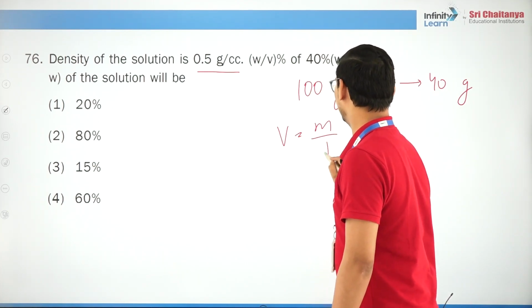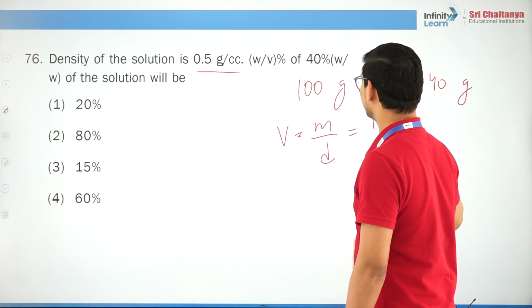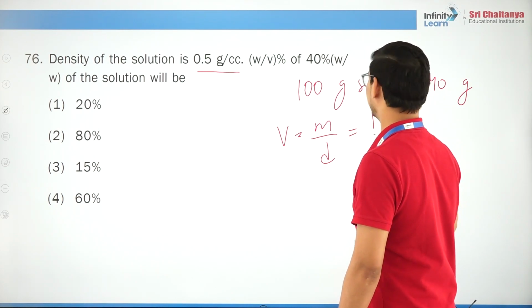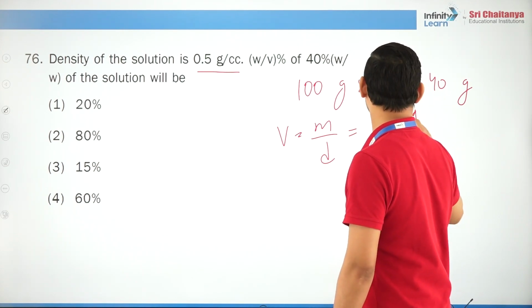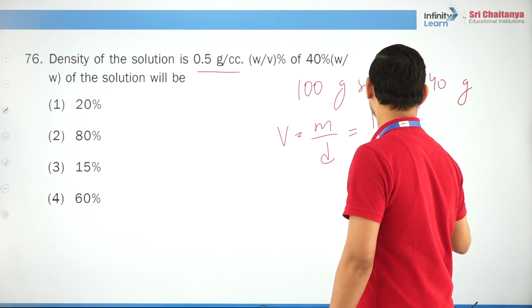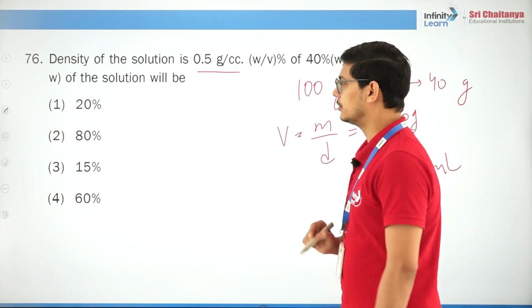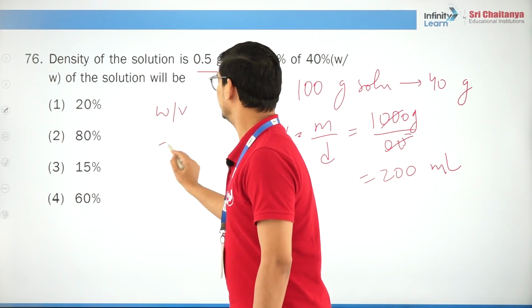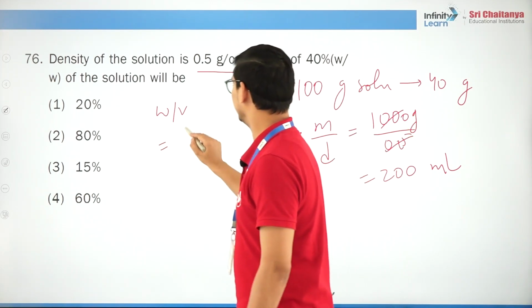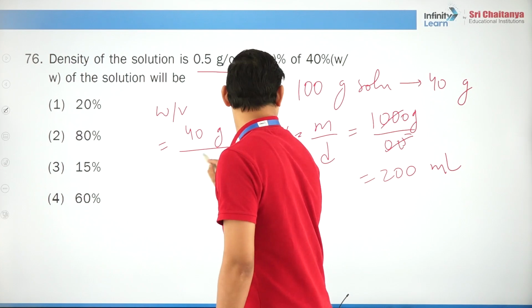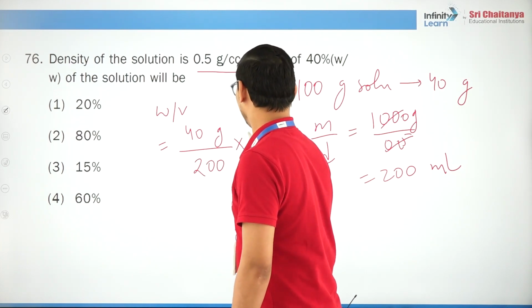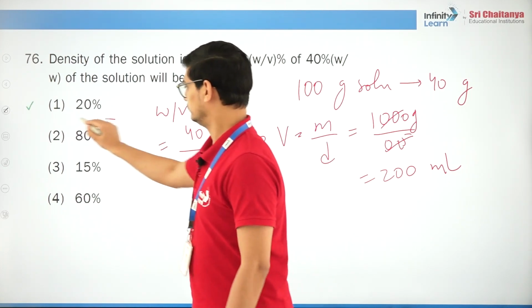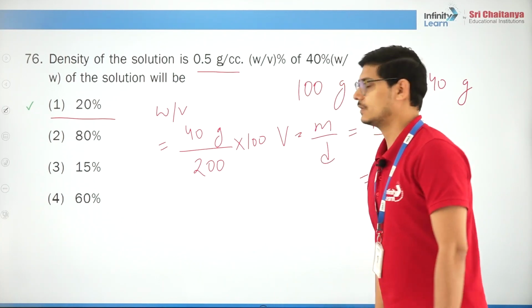It is mass by density. Mass is 100 gram, right? Density is 0.5. So it will be 200 ml, and then you can find out the weight by volume percentage. It will be the mass of solute, which is 40 gram divided by 200 ml multiplied by 100. Clear, guys?